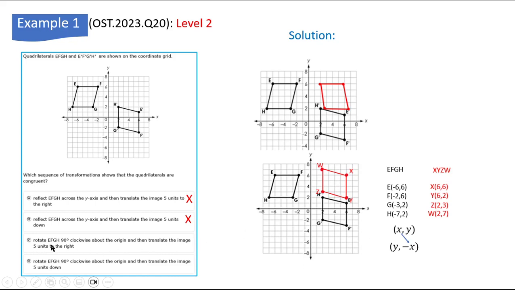Rotate, which we did, and then translate the image 5 units to the right. If you take this one to the right 5 units, it will not match this. So that's not an option either. Look at the last option here: rotate EFGH 90 degrees clockwise about the origin, and then translate the image 5 units down. If I translate this 5 units down, it will match this 100%, and this is the answer to the question.